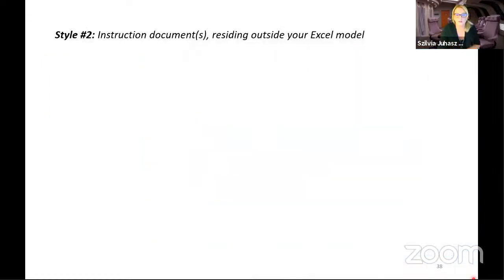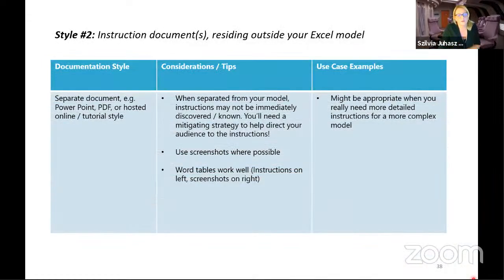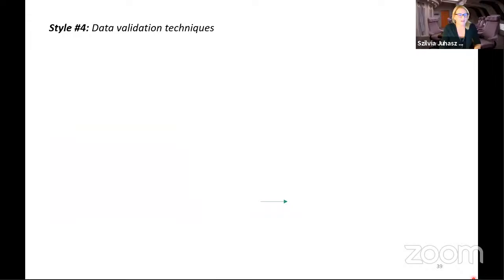But let's move on to the next type. We talked about this already, and somebody brought up the videos and the separate documents. Some of the challenges there: when it's separate from the model, it's lost. So you really have to have a tightly controlled audit process to make sure that people who are using your model know that there is some sort of external instruction to look at, whether that's a PDF or a video or whatever. So you might be going, well, what the heck does Szilvia do? She doesn't do instruction sheets in the model or outside the model. So I'm actually going to demo some of these things.